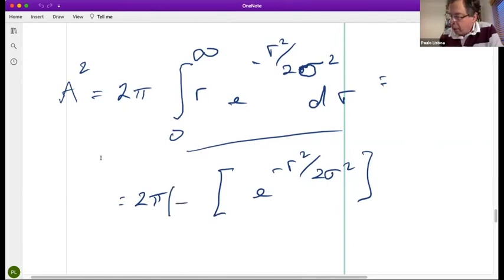Put the minus sigma squared there. And it's done between 0 and 2 pi, because that was the integral that we were doing. Sorry, 0 and infinity, because that is the integral of r.